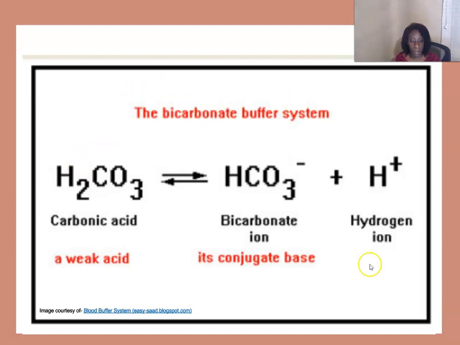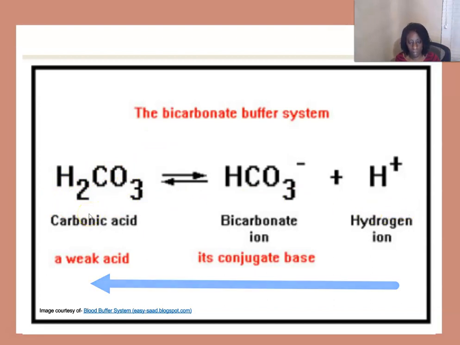So this is a great buffer system, again, in our bodies. It can go one way or the other, just depending on what the need is. If we need to bring the blood pH back down to 7.4, the reaction will go this way. If we need to increase the blood pH to 7.4, it'll go this way.